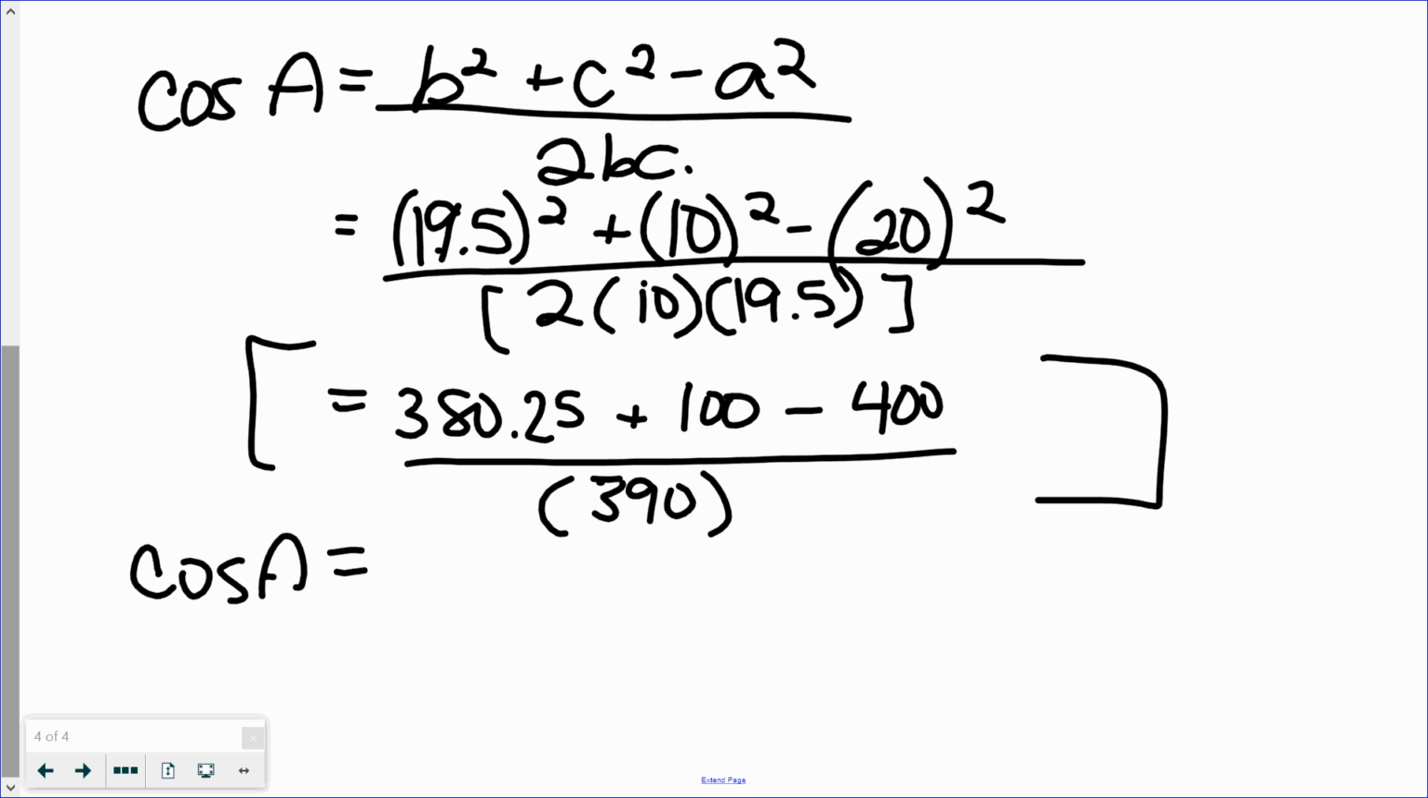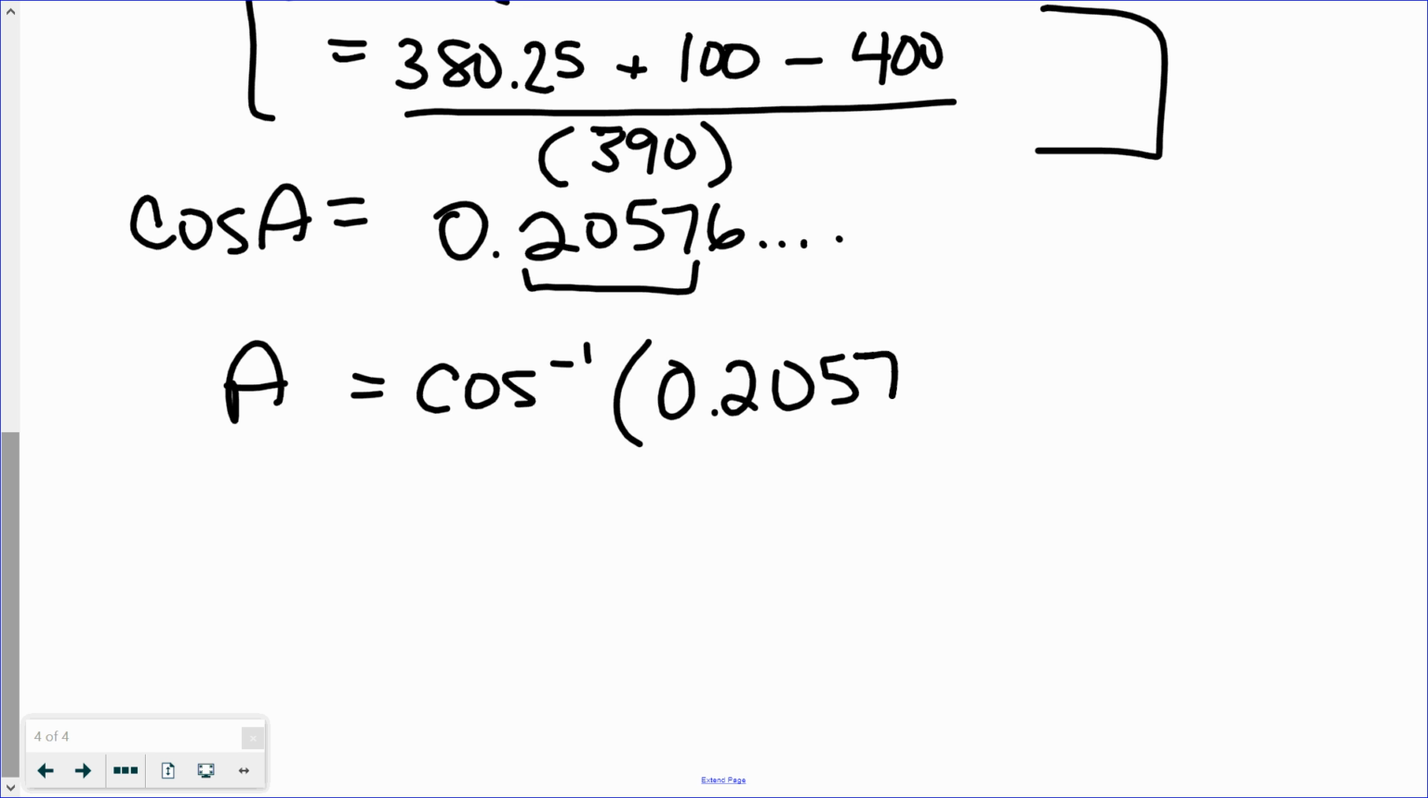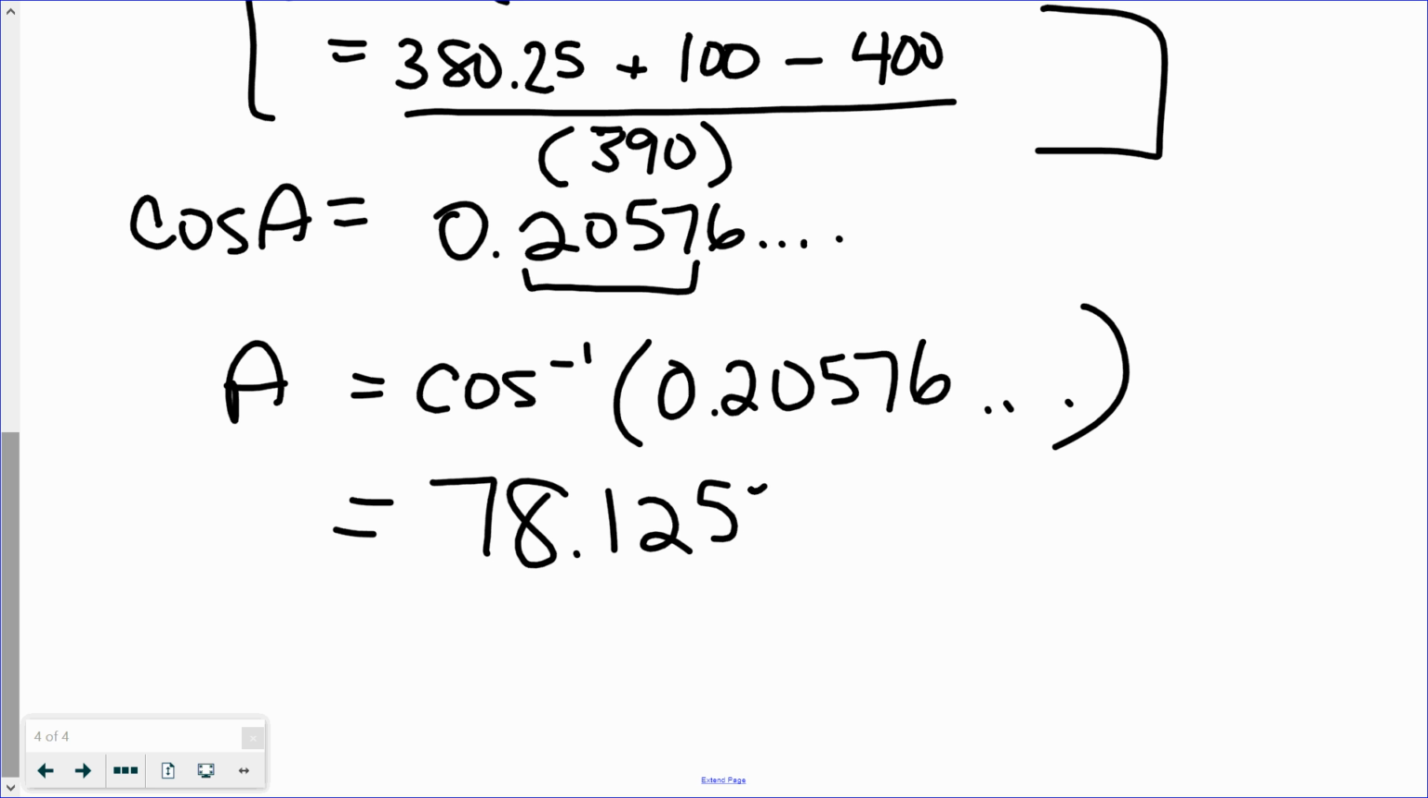So the cosine of angle A, as my relabeled triangle, is equal to 0.20576. Again, try to keep some decimal places. I usually keep at least 4. Don't round to your nearest tenth or something until you're at the end. So we get angle A equal to 78.125 degrees.